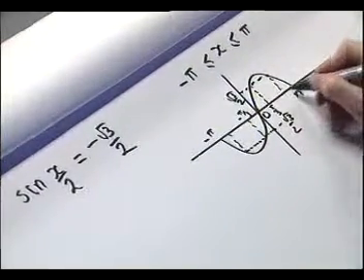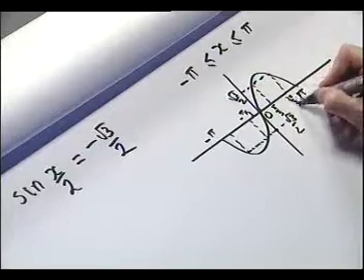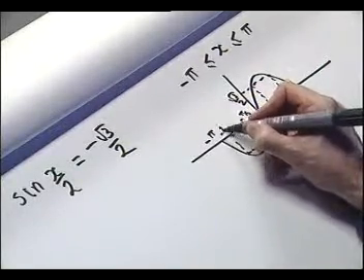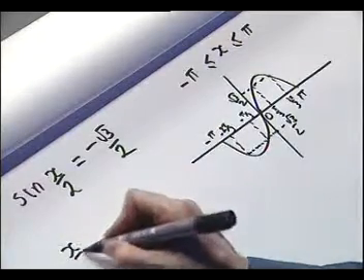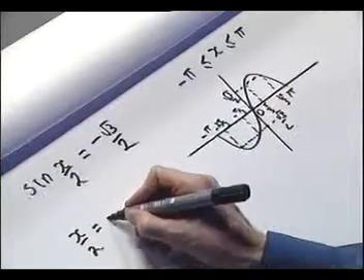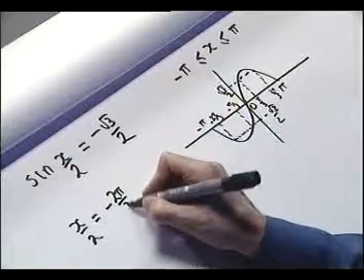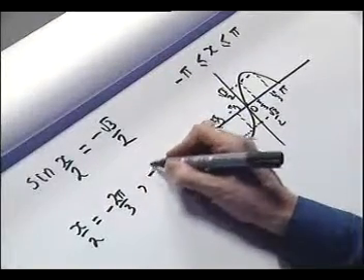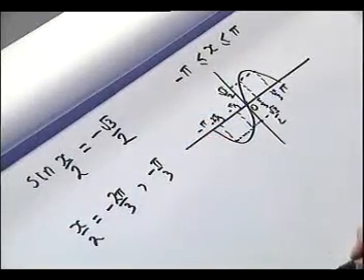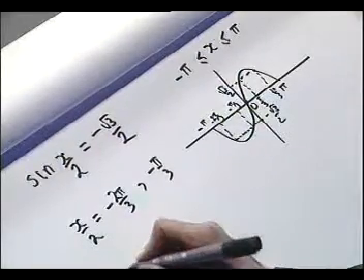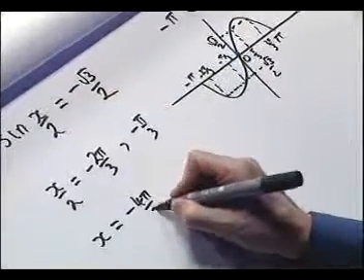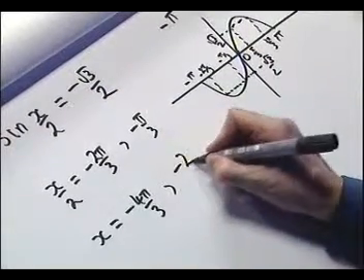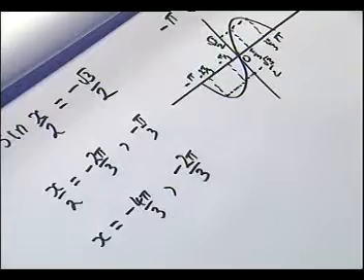This one is pi by 3 back, so it's at 2 pi by 3, so this one must be at minus 2 pi by 3. And so we have x over 2 is equal to minus 2 pi by 3 and minus pi by 3. But it's x that we want, so we multiply up. X equals minus 4 pi by 3 and minus 2 pi by 3.